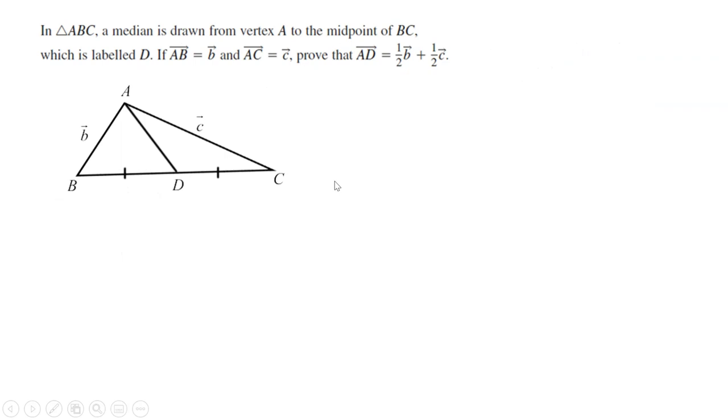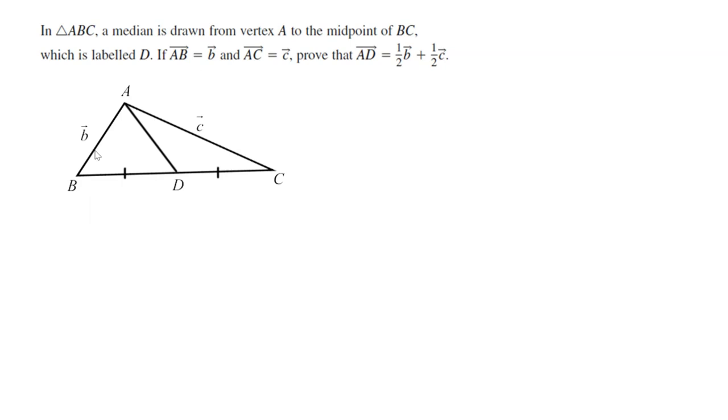Okay, now let's put some of these vector skills to work. Let's see if we can do this. This might take us a couple of minutes to get done, but I want you to follow along with me here. This is a triangle ABC. A median means it splits a side in two, drawn from vertex A to the midpoint of BC. So this D splits this BC line exactly in half. It's right in the center between both of these.